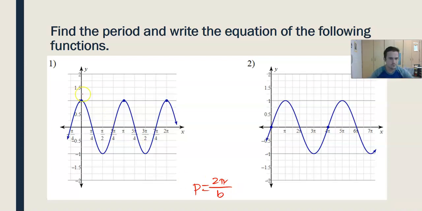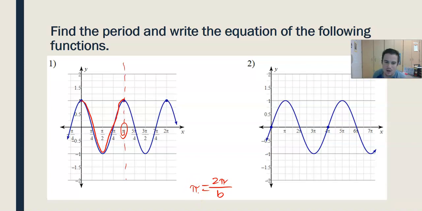Okay. So this right here, I started at a maximum, so this is going to be a cosine wave. So here's one full cosine wave. So my period is what? My period here is pi. So it takes pi radians to go through one full cycle, one full cosine wave. So my period here, I know, is pi.